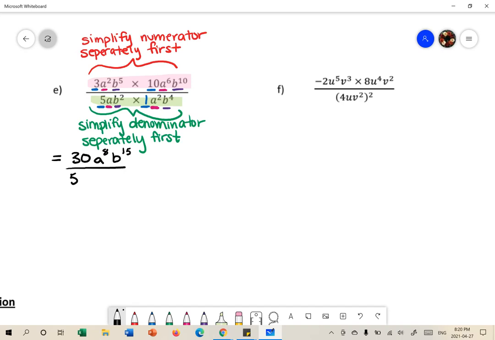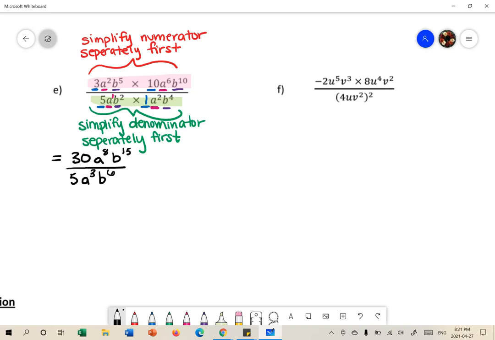A has an invisible exponent of 1. So I'm going to keep the base the same and add my exponents 1 and 2, which is 3. And then b squared times b to the power of 4. I'm going to keep the base the same and add my exponents.